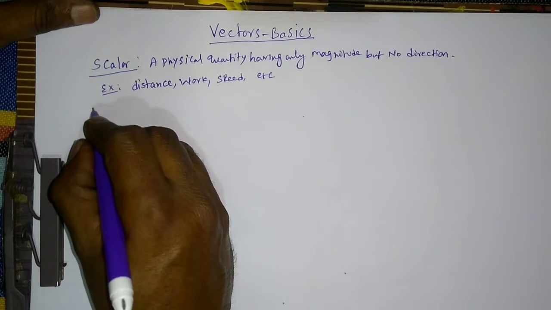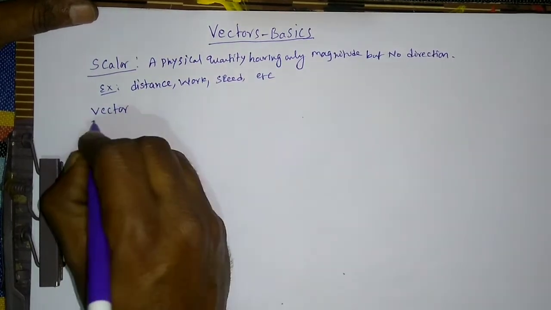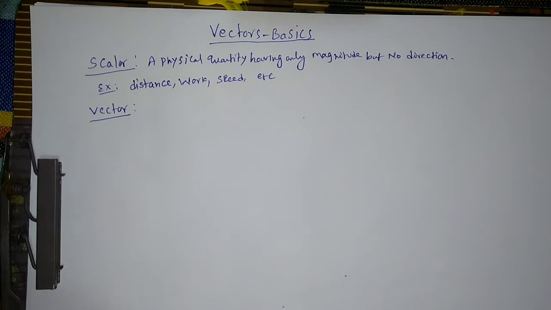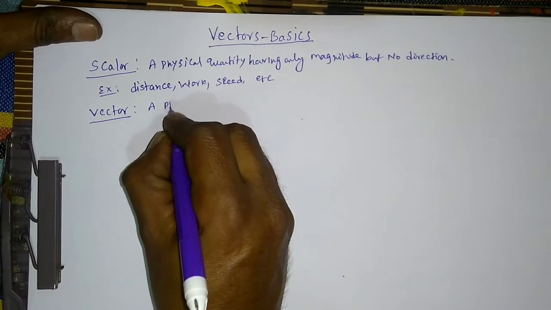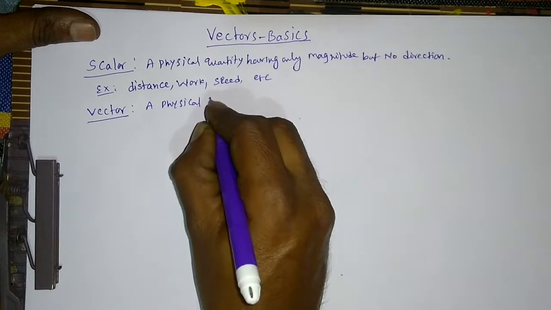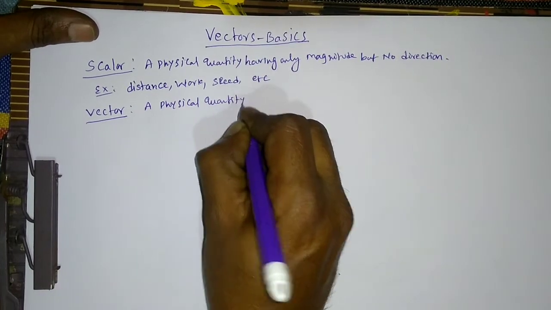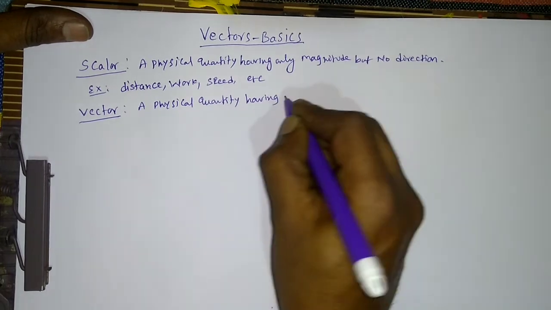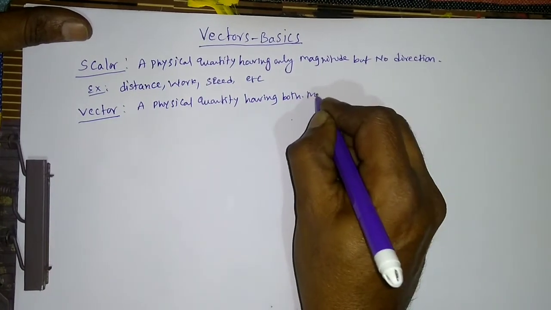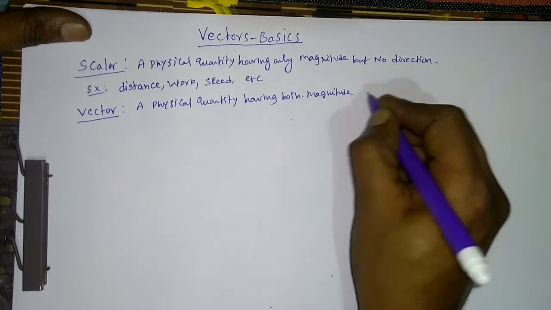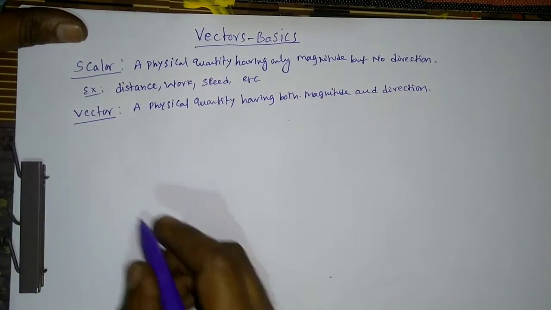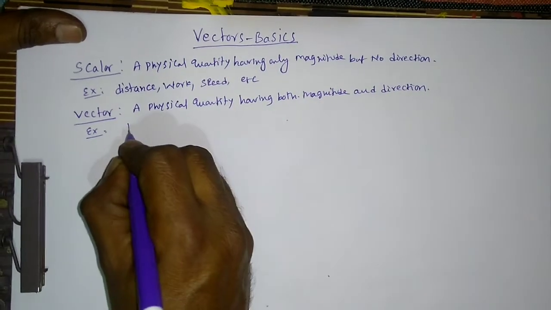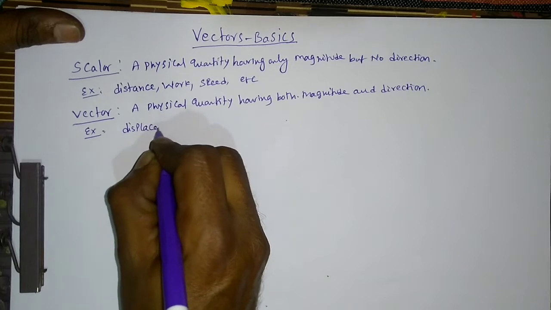Next, let us go for the vector. How will you define a vector? A vector is a physical quantity which has both magnitude and direction. So we can write: a physical quantity having both magnitude and direction is called a vector. The examples for vectors: displacement is the best example.